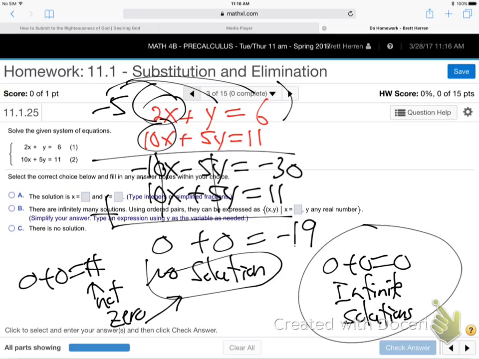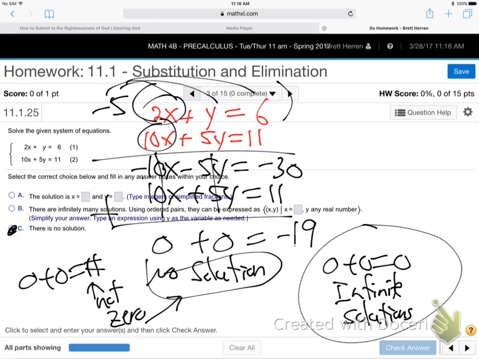I'm not sure what your graphing calculator... Anybody put it into the graphing calculator? What does the graphing calculator say on a no solution one? Somebody want to let me know? We got that? Type that in. Let me know when you get to it. Questions on this one? So this one we would choose the no solution box.